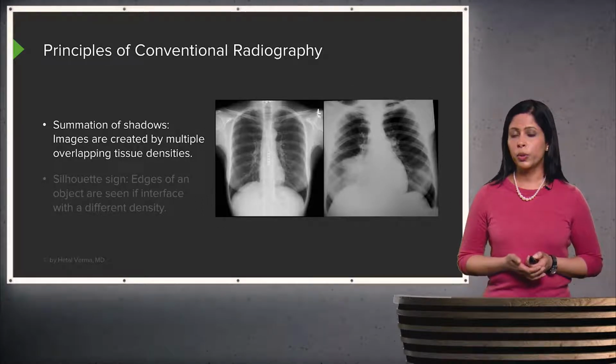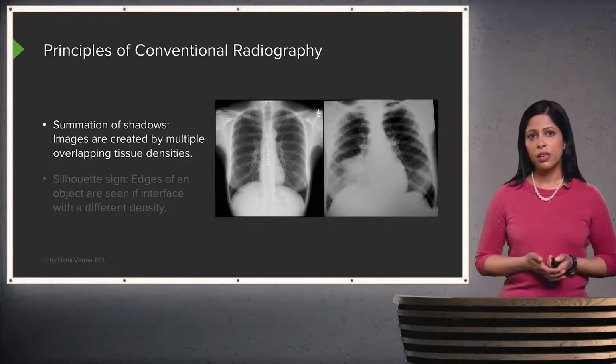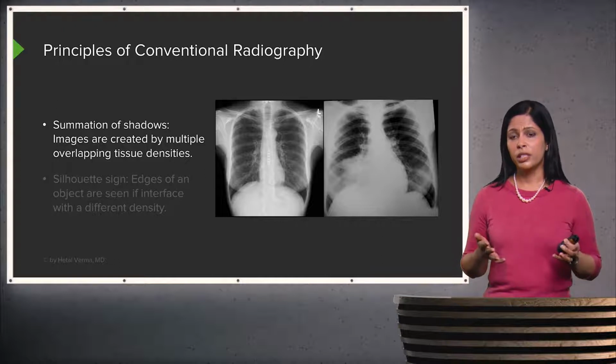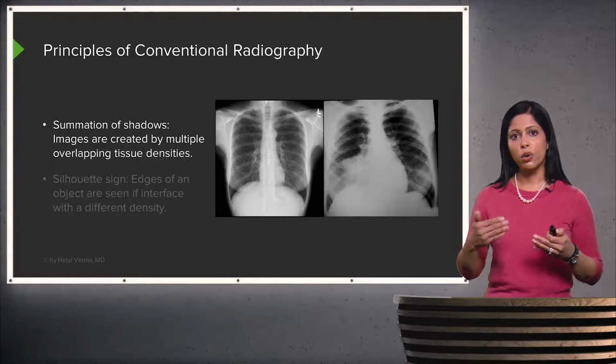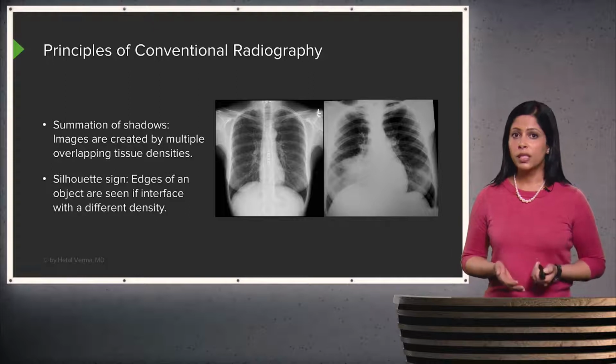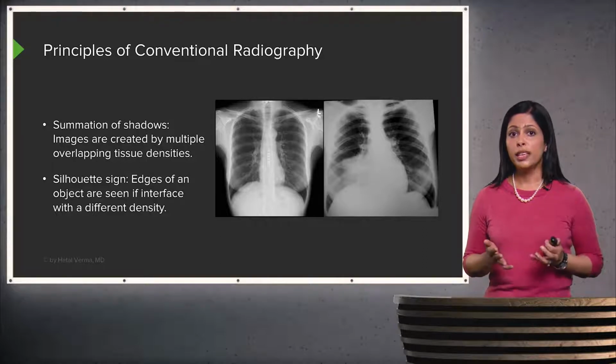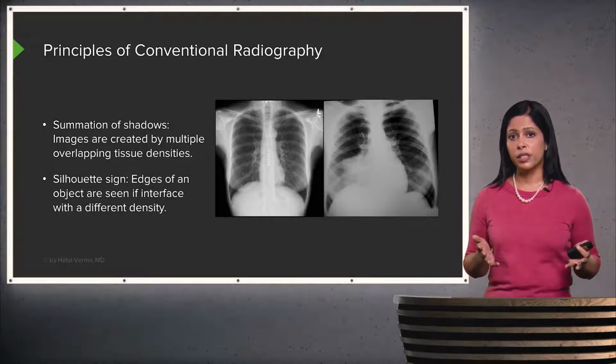There are two basic principles of conventional radiography. There's what's called summation of shadows. So that means that images are created by multiple overlapping tissue densities, and the density of the object increases as you have more overlap. There's also the silhouette sign, which will come up over and over again, and that just means that the edges of an object are seen only if it interfaces with an object of a different density.